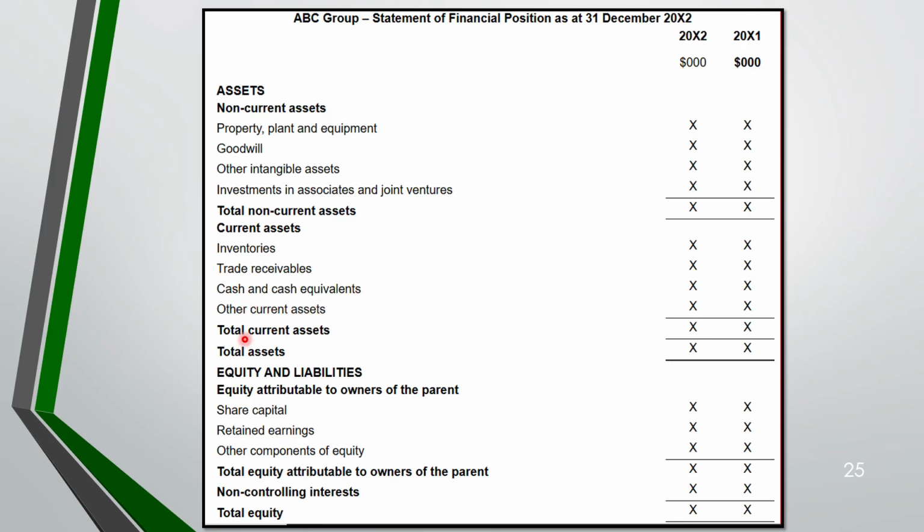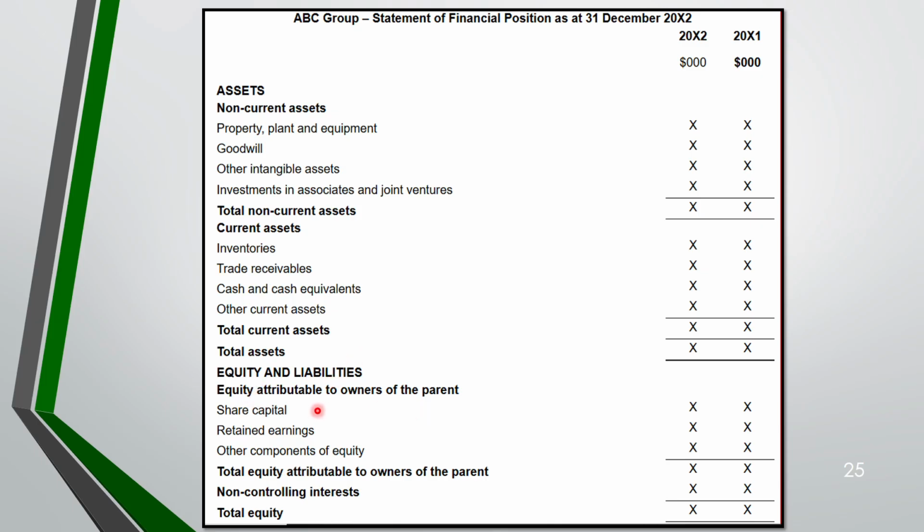Then we get total current assets. And finally, total non-current assets will add with total current assets and get our total assets here. Then assets from here to here, the asset part is over. Now we are moving to equity and liability. Remember that formula, that equation: asset is equal to equity plus liability, it's the same. So first we'll finish the equity part.